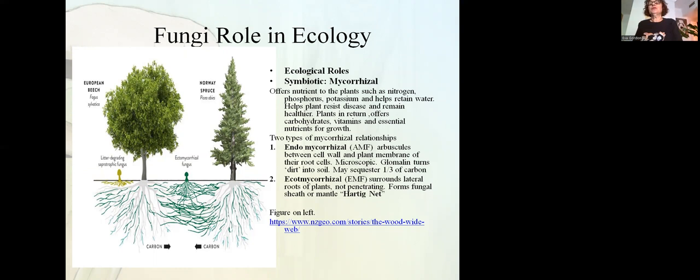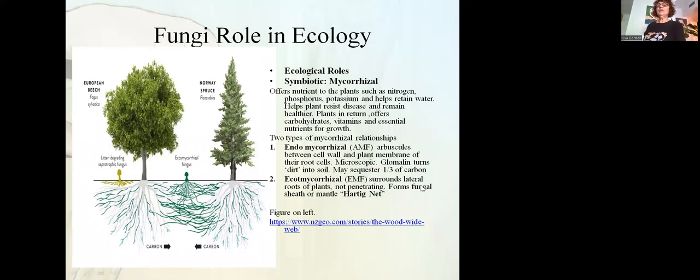There's two types of mycorrhizal relationships. There's the endomycorrhizal, and these are fungi that live within the cell wall and the cell membrane of the plants. So you don't see these, but these are probably the most important mycorrhizal relationship between plants and fungi. And so you rarely see this, but 80% of plants have this sort of relationship.